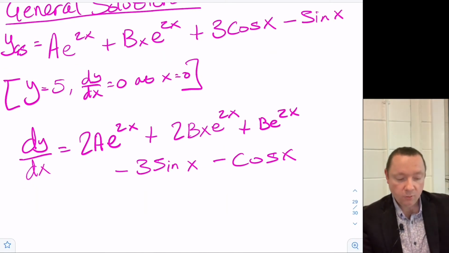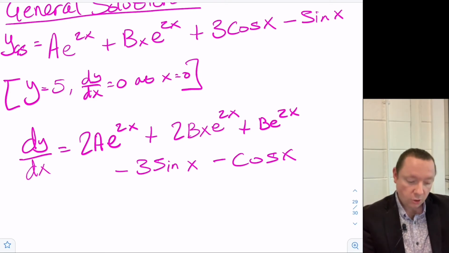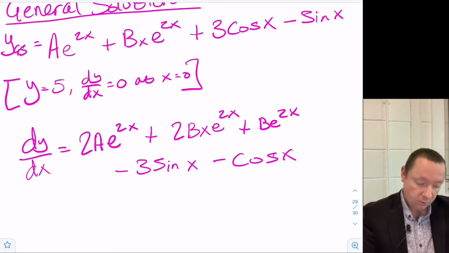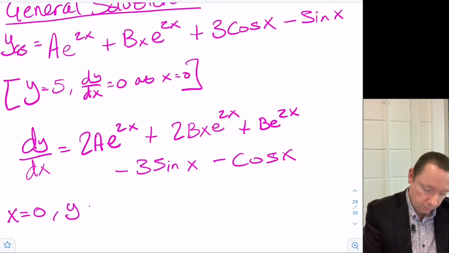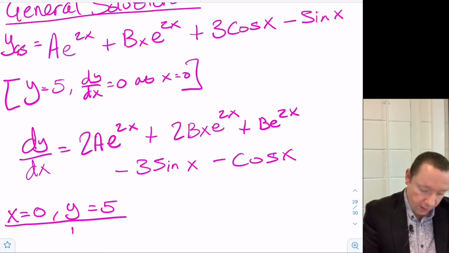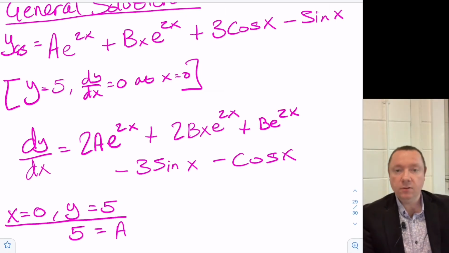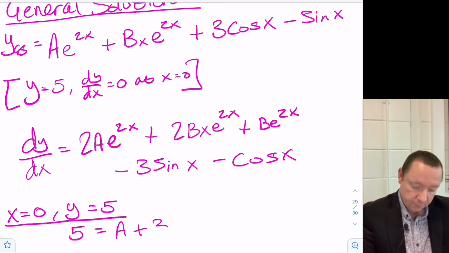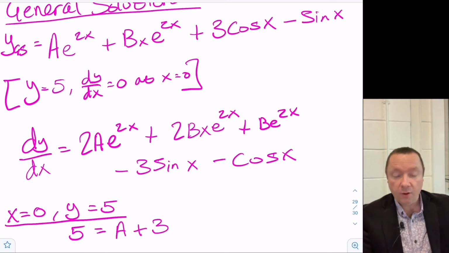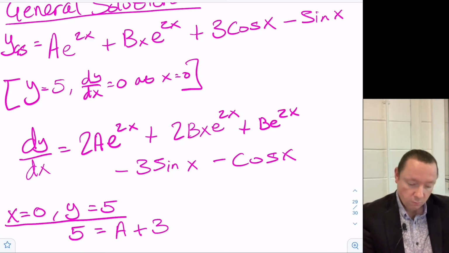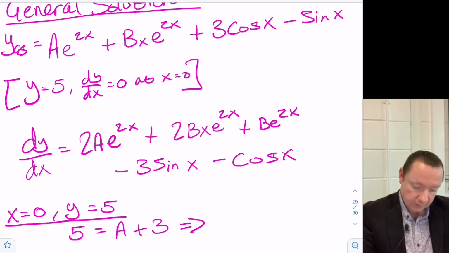Okay, so let's substitute y equals 5 and x equals 0 in, and then also substitute x equals 0 and dy by dx equals 0 in. So x equals 0, y equals 5. So we've got 5 equals a, because e to the 0 is 1, plus b times 0, so that's 0, plus 3 times the cos of nothing, that's plus 3, then minus sine of nothing, which is nothing, so 5 equals a plus 3. That implies a must equal 2.